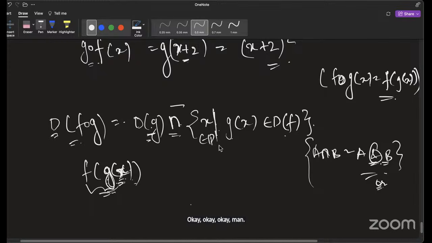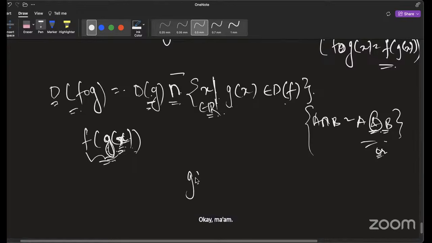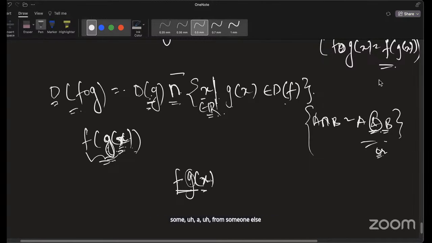X is coming from real numbers. What we've done here is first we've made sure that you can apply G to X in the domain of this thing. That means X on which you can apply G. So that's the domain of G. And then X such that you can apply F on GX. That's what we've done here. Some noise is coming in, that's not from my side. Whose mic is it? From someone else, please mute.